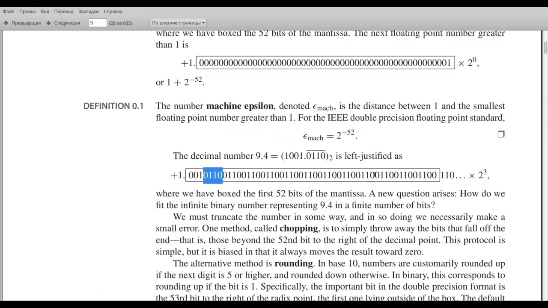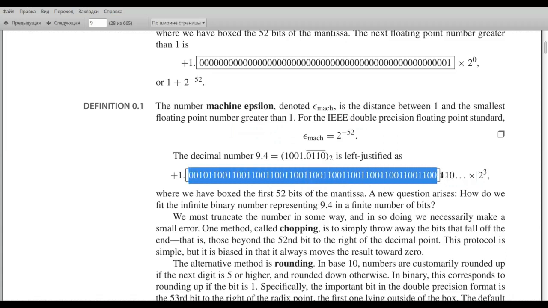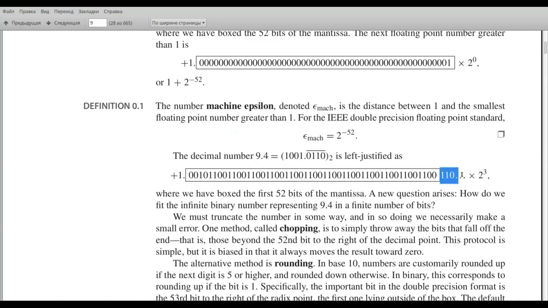Because this period is repeating infinitely, but we can store only a finite number of digits, the number which we will represent in our floating point representation, even using double precision, will throw away some digits, which go after the 52nd digit after the radix. The first 52 digits we have bits of mantissa to store, but the next digits, which correspond to the exact number 9.4 in decimal representation, will be lost. So the question is, what to do with these digits which go further than the 52nd digit after the radix?